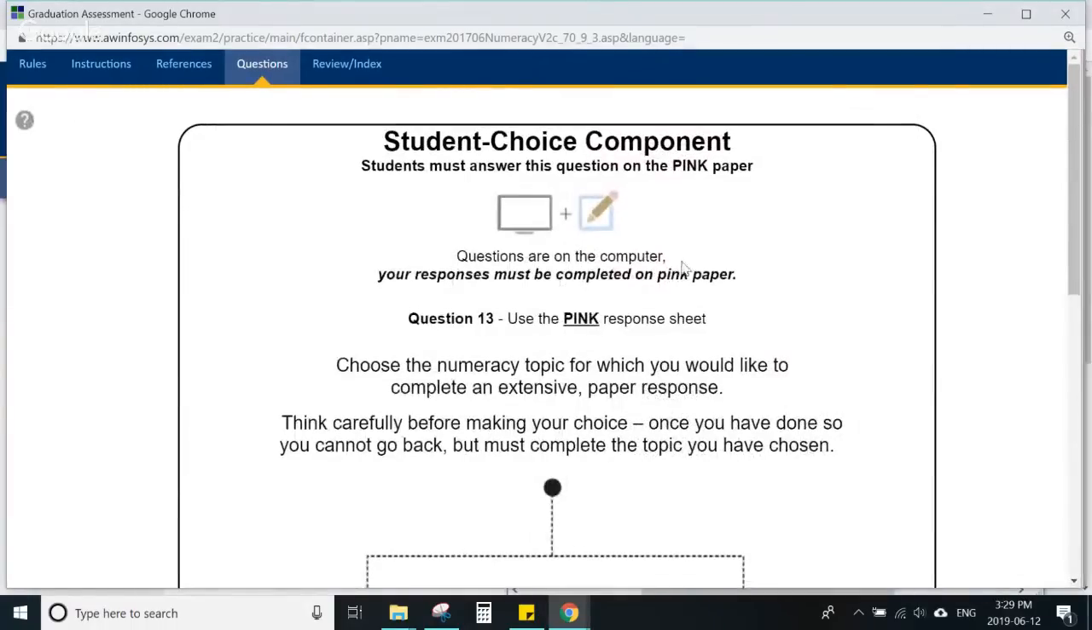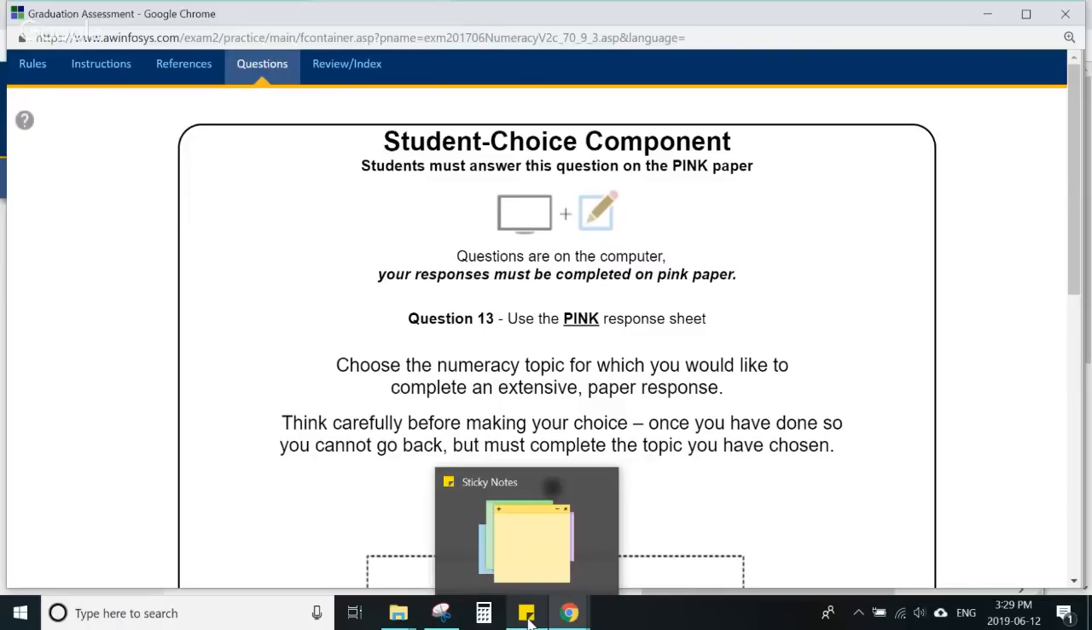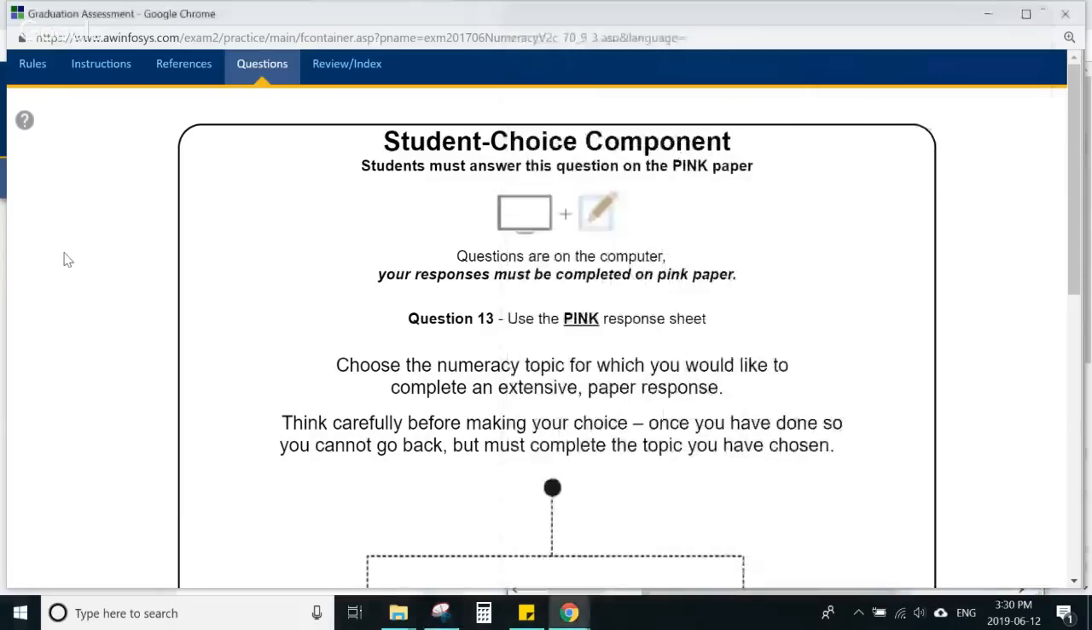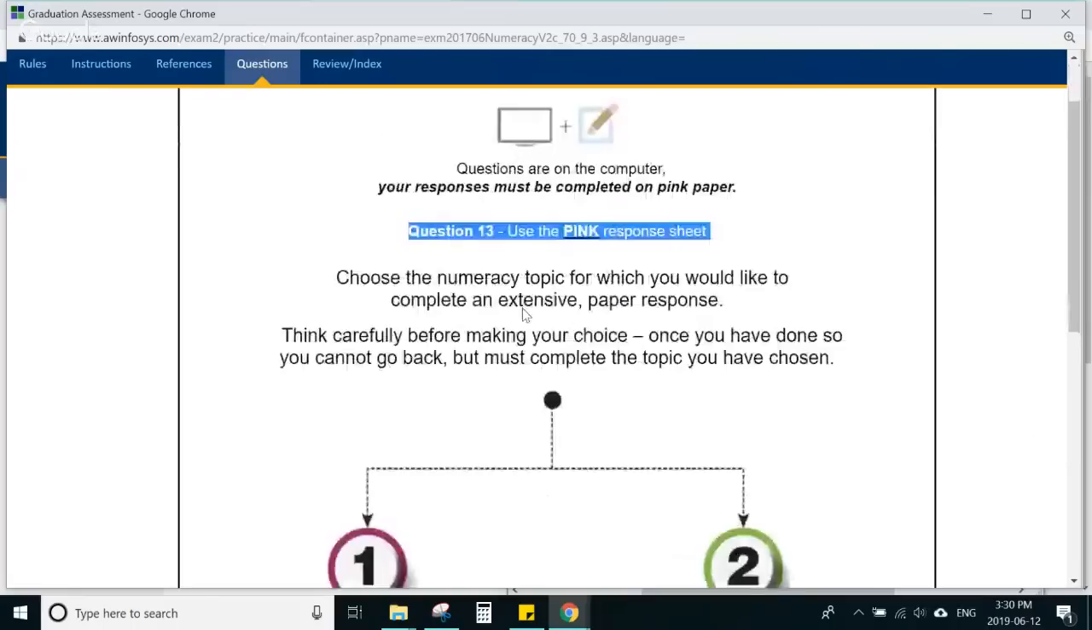Okay, now we come to the student choice component. This is where you're going to take out your paper that you're going to write on. Notice that there is a question number at the top, in this case, question 13. You want to make sure that your question number matches the piece of paper, because you're going to have 2 pieces of paper to write on. One's going to be for question 13, one's going to be for the last question.